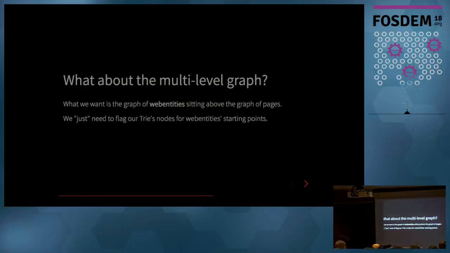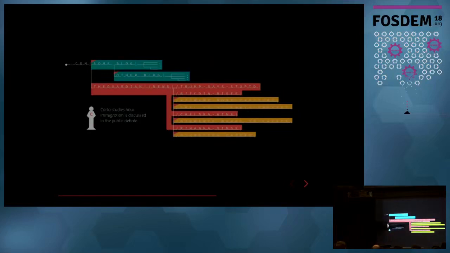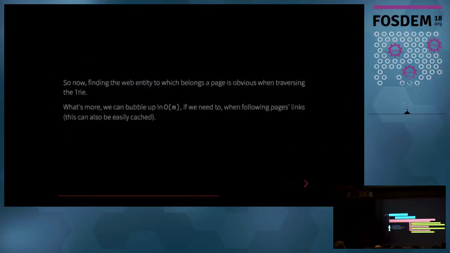So what about the multi-level graph? Because what we want, if you remember correctly, is not to query a graph of web pages, but to query the graph of web entities which are aggregating and sitting over the graph of pages. So what we are going to do is select some nodes in the tree structure and flag them, telling the tree that this is the beginning of the specific web entity realm. It looks like that. We're going to plant a flag here, here, here, and so on, and when we are here we are able to determine which web entity we belong to.